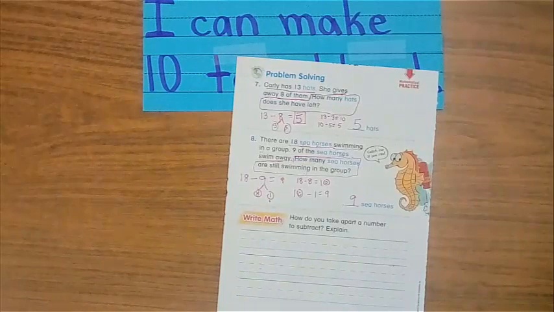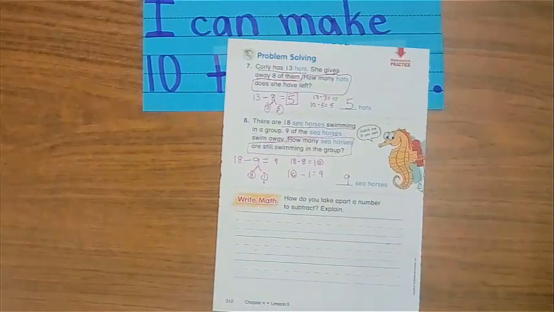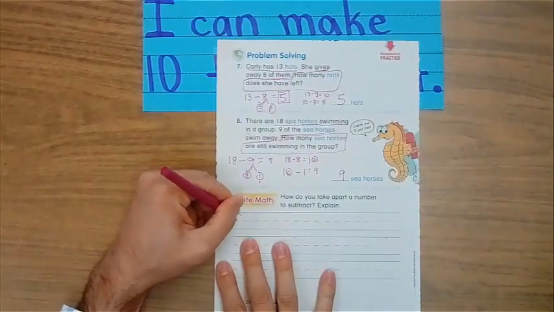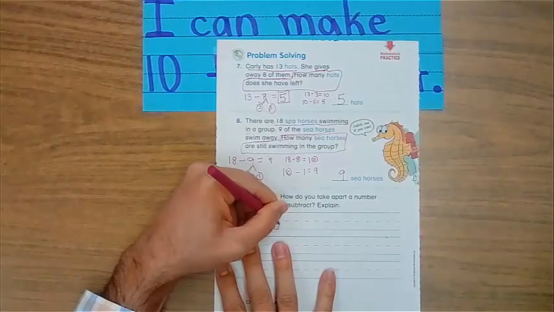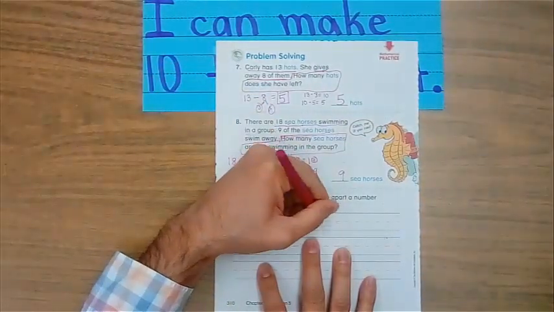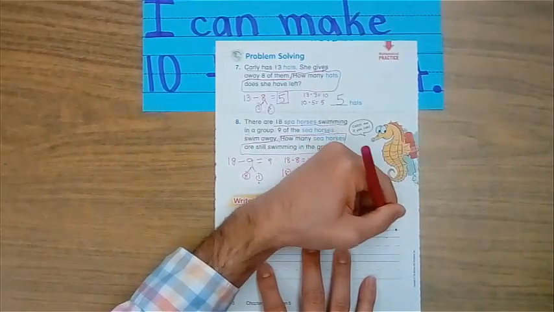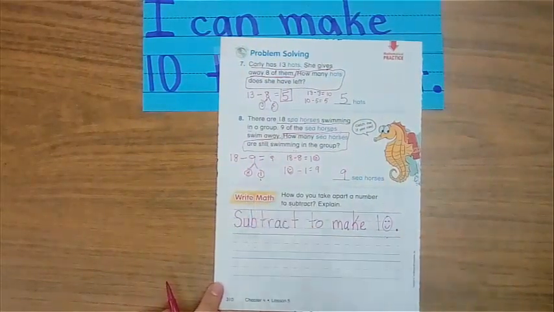Okay, great job. Okay, so now let's do the last one. How do you take apart a number to subtract? Explain. Well, we subtract to make 10, and then subtract 10 by the number that is left. So you have to subtract to make 10, right? Because that's what we do. We want to make a friendly 10. Subtract to make 10. And I put a smiley face because it's a friendly 10. And then what do we do after that? Well, then we have to subtract whatever number is left, right?